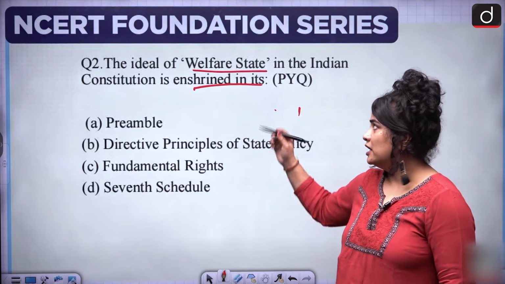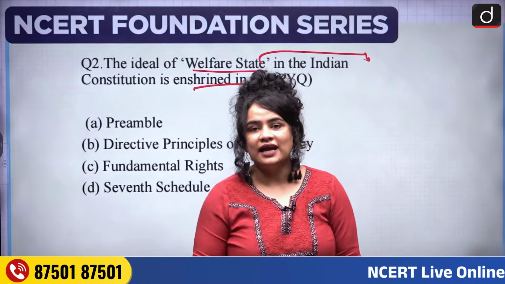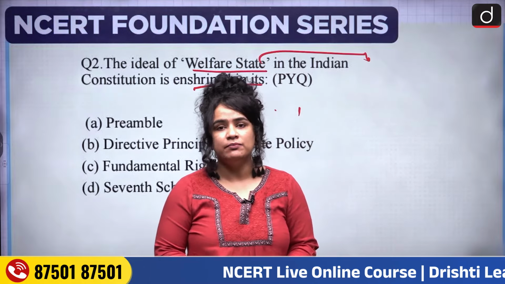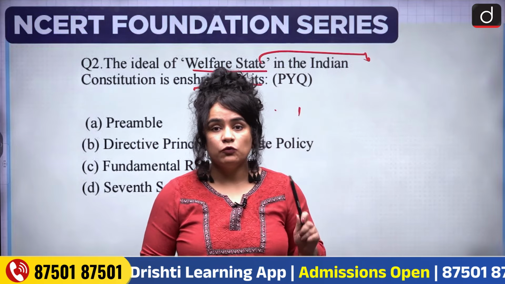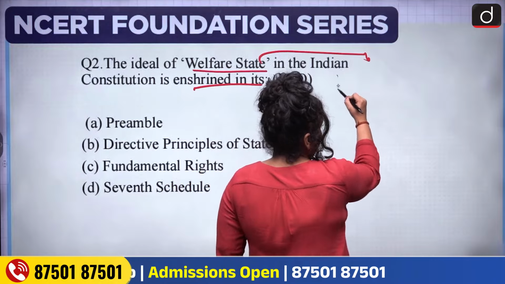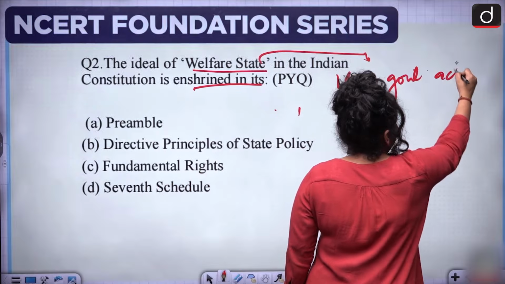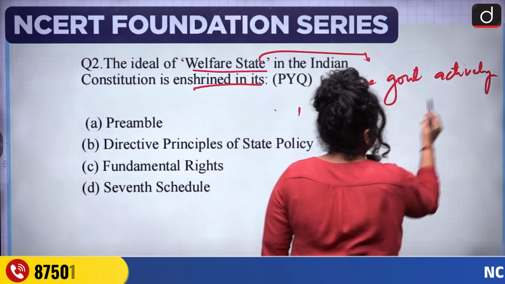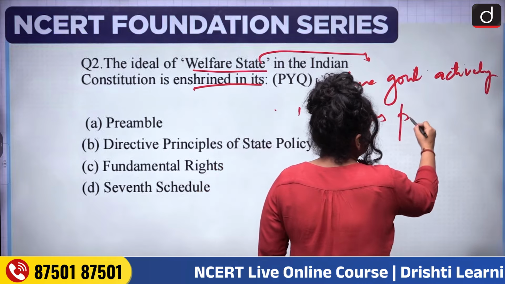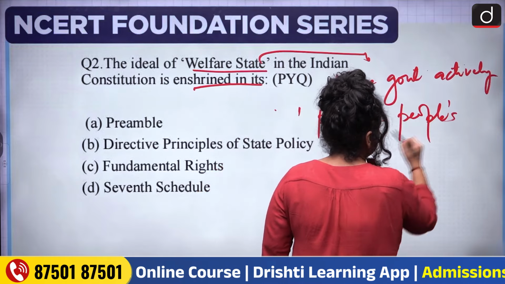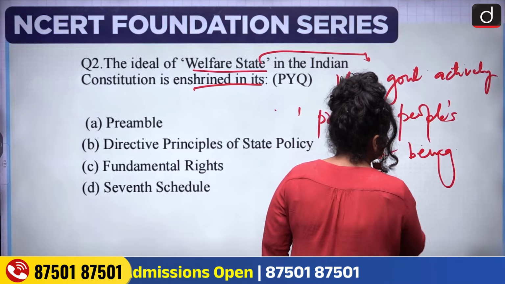Now in this case, we are talking about the idea of a welfare state. What exactly is meant by a welfare state? A welfare state is that state where the government actively promotes the welfare of the people, or citizens' well-being. So this is what is meant by a welfare state.